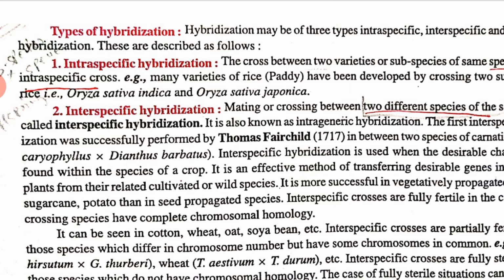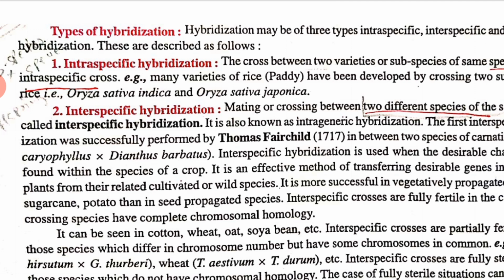The cross between two varieties or subspecies of the same species, meaning a cross within the same species or with its subspecies, is known as an intraspecific cross. For example, many varieties of rice paddies have been developed by crossing two subspecies of rice. This is known as intraspecific hybridization, and this is your first type.